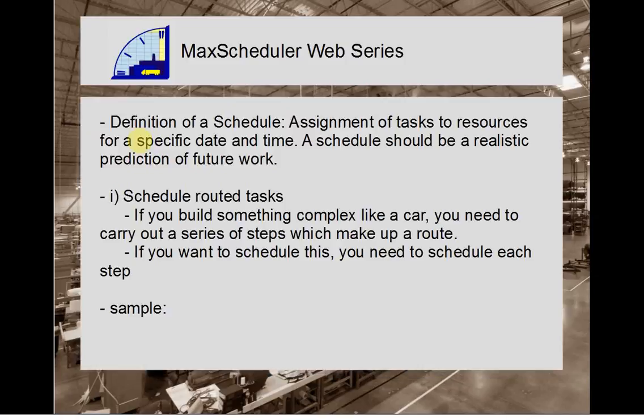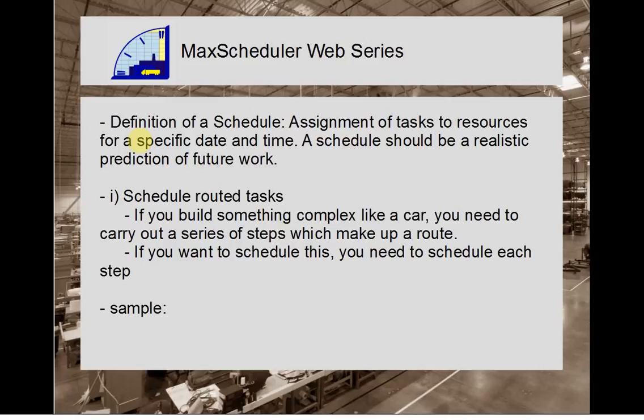The next type of scheduling we're going to get into is of routed tasks. An explanation of routed tasks: say you're building something complex, like a car. You'll need to carry out a series of steps which make up what they call a route. If you want to create a schedule to complete that entire object, like a car, you will need to plan out each of the tasks, i.e. plan out the route.